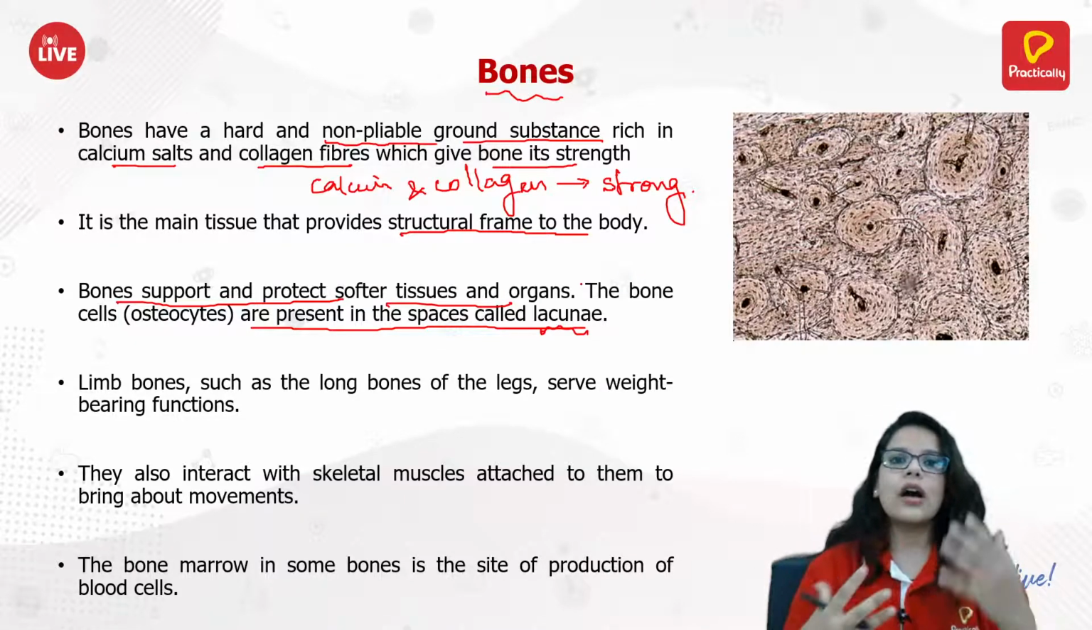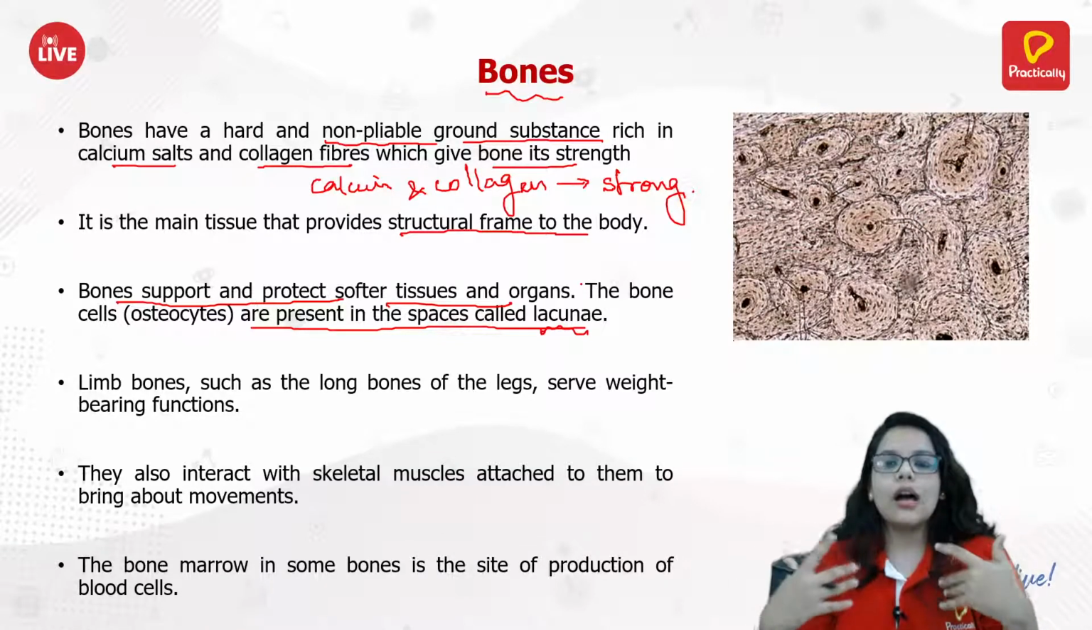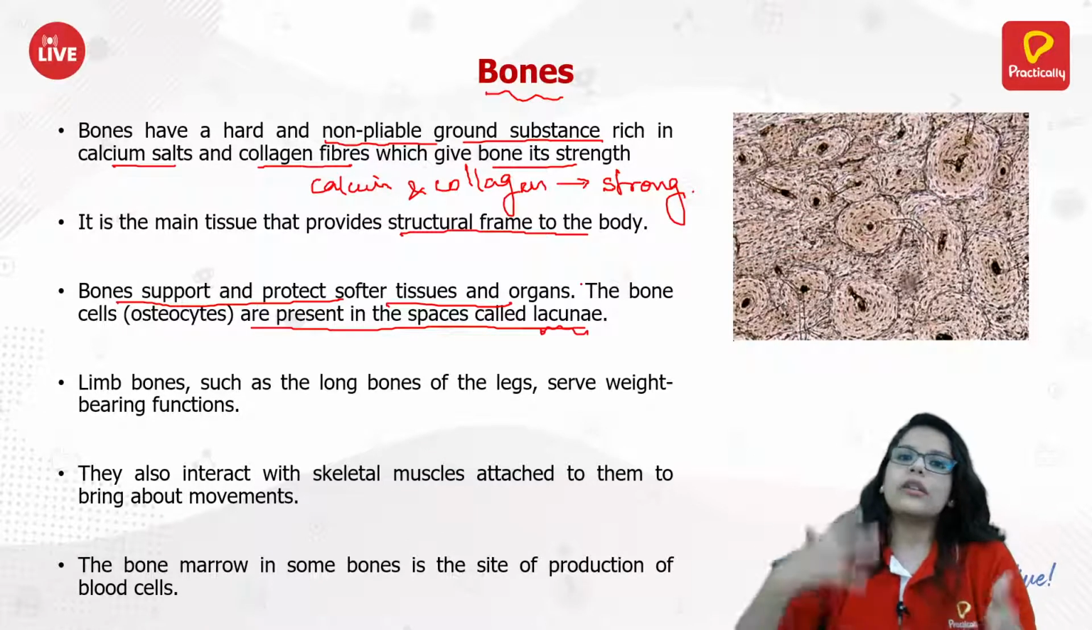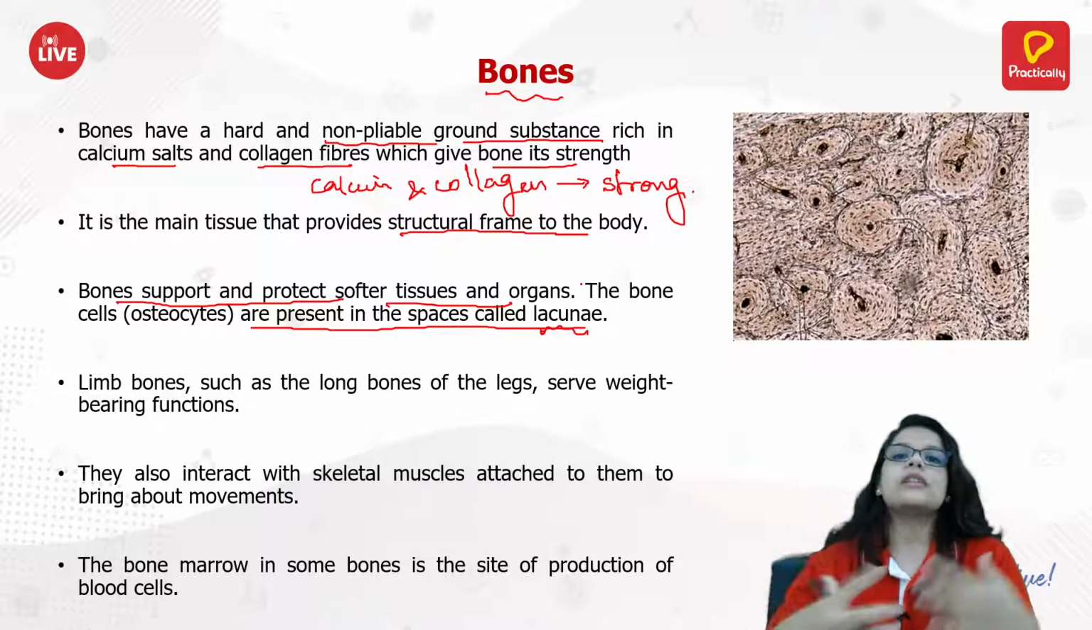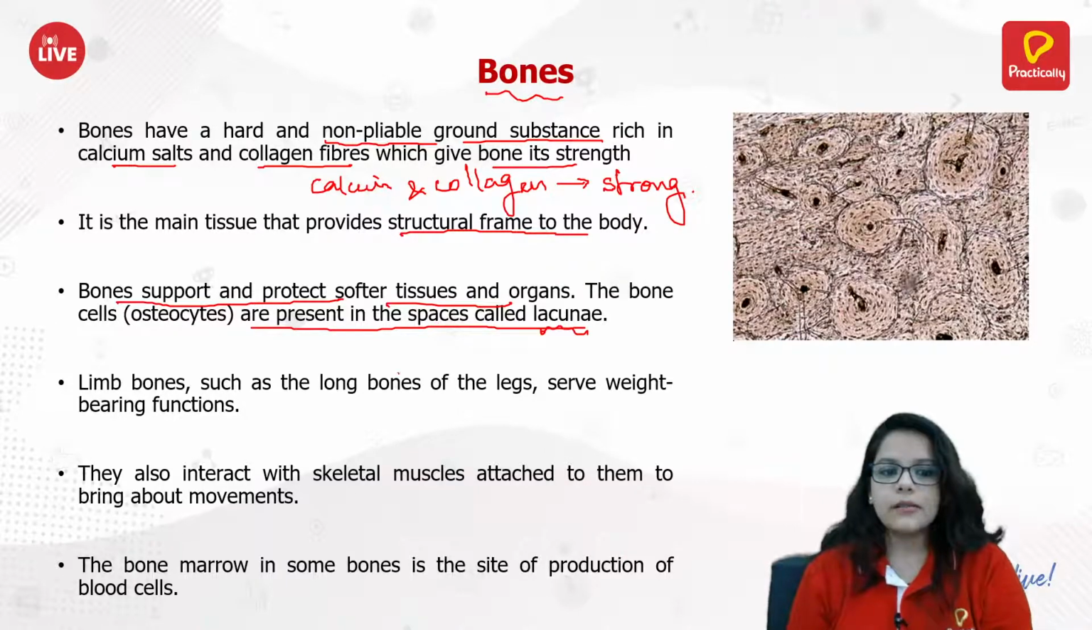Okay, so those are very soft tissues and organs, right? So it is the rib cage's job. Now the rib cage is made up of bones, so it is their job to protect our heart and our lungs. Limb bones such as the long bones of our legs serve weight bearing functions.